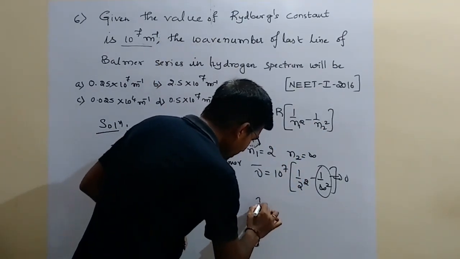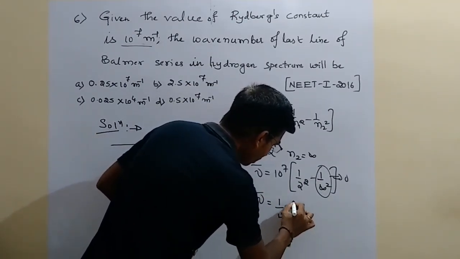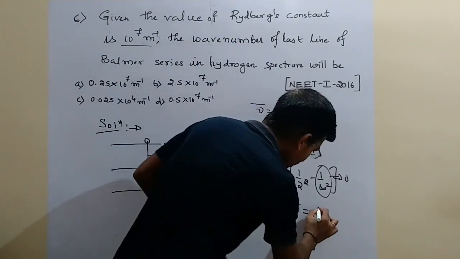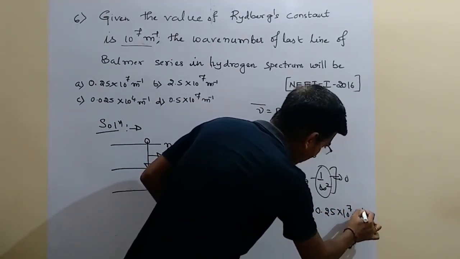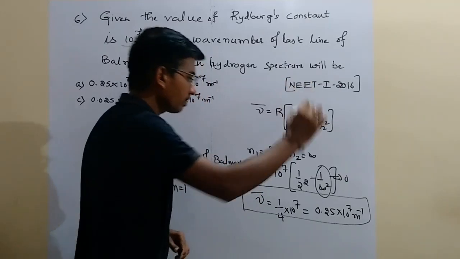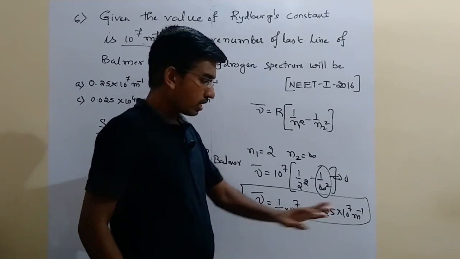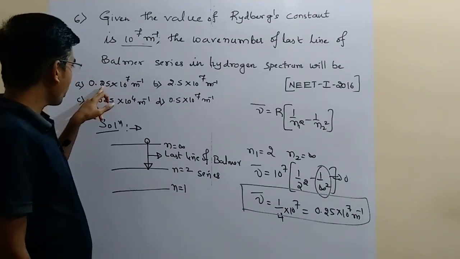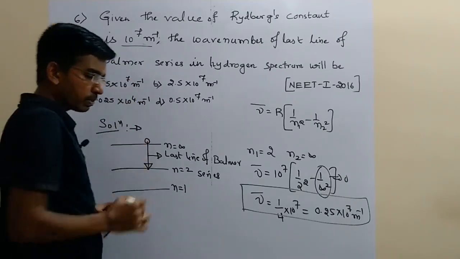So in the next step, nu bar is equal to 1 upon 4 into 10 raised to 7. 1 upon 4 means 0.25, so that becomes 0.25 into 10 raised to 7 per meter. So this is the final answer. What is the value? 0.25 into 10 raised to 7 per meter. Let us check the options one by one. Option A is 0.25 into 10 raised to 7 per meter, so that's fine. Option A is the correct option for this question.